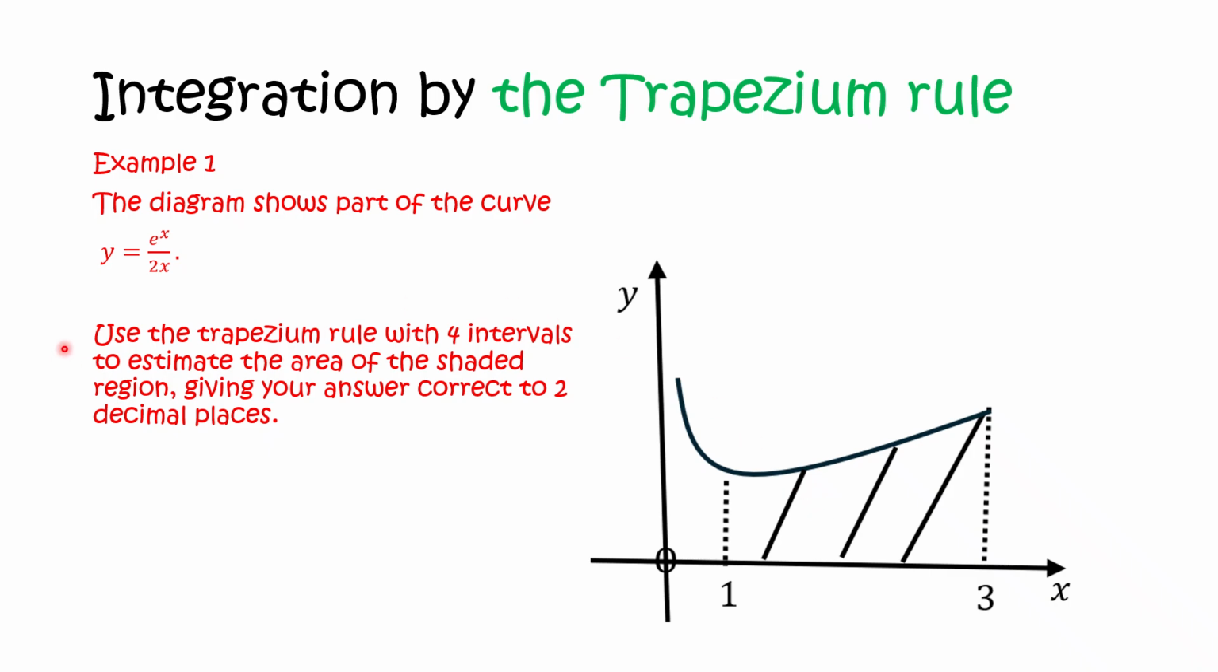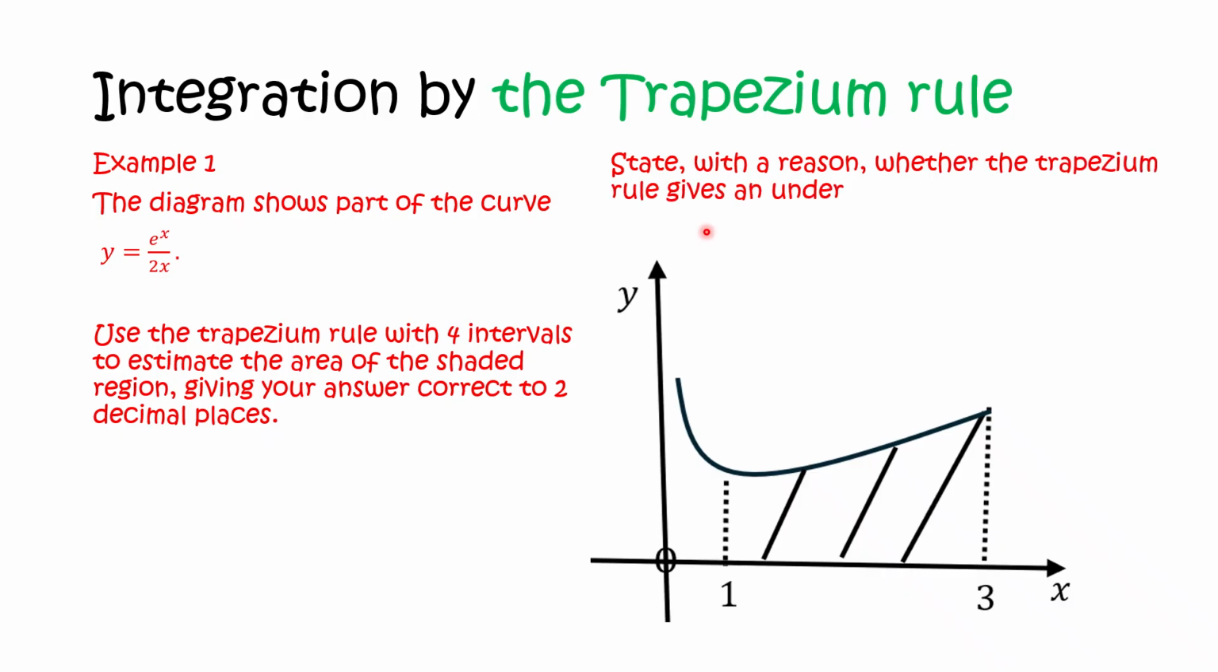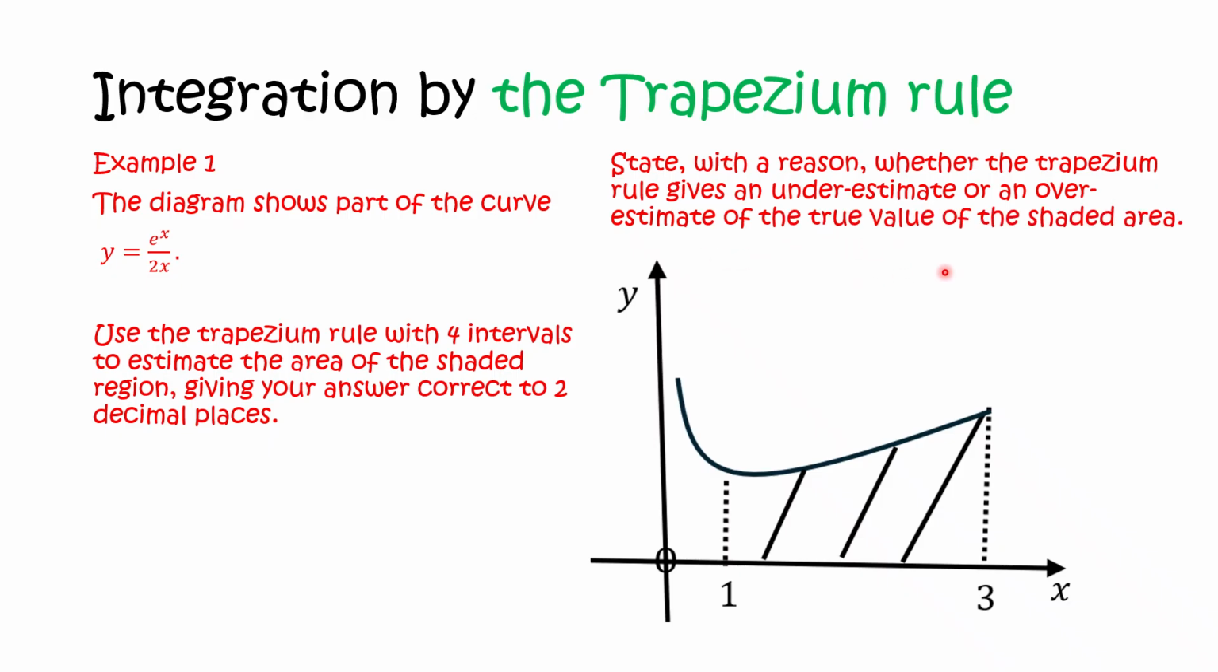Then we have the question: use the trapezium rule with 4 intervals to estimate the area of the shaded region, giving your answer correct to 2 decimal places. And then state with a reason whether the trapezium rule gives an underestimate or an overestimate of the true value of the shaded area.